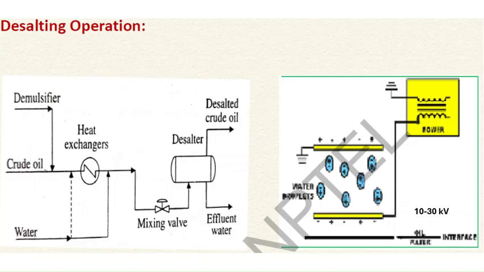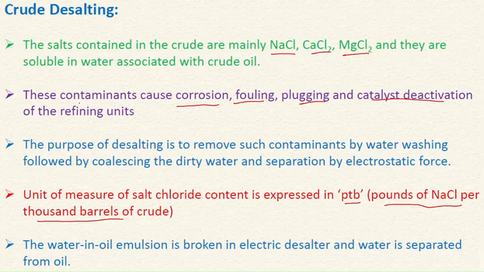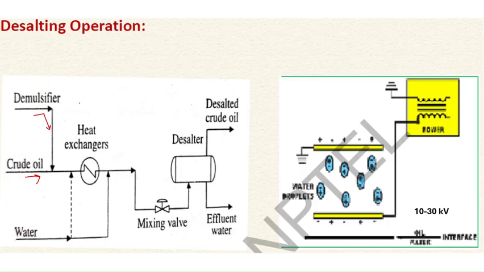So what we will do, we will take the crude oil from here, and some amount of demulsifier will be introduced. As we know that oil and water are not miscible, so it forms an emulsion, oil in water emulsion. Sorry, it forms a water in oil emulsion. So to demulsify that, we are introducing some kind of chemicals which are demulsifiers, and from here we will introduce water.